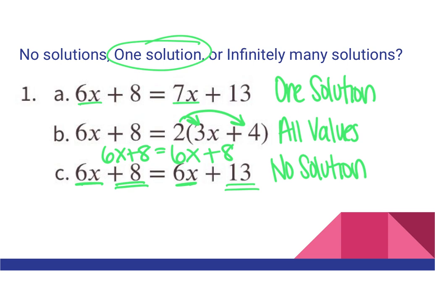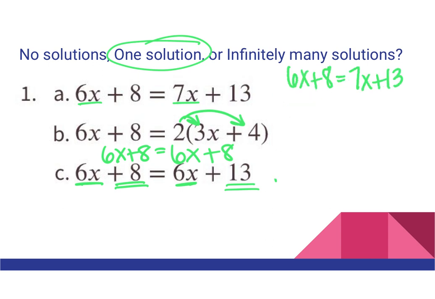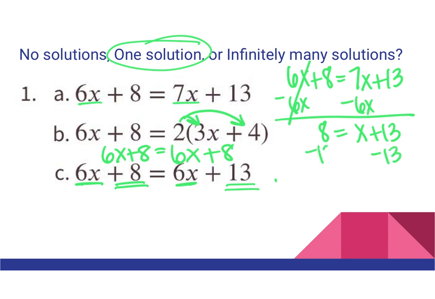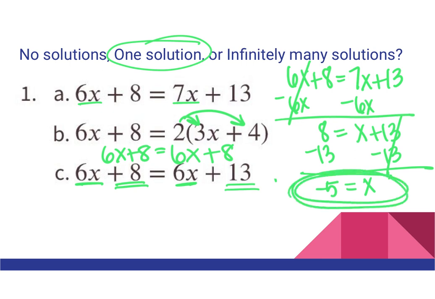So what I want us to do now is actually solve the one that we said had one solution. So let's do that. I'm going to start by combining my x terms. So I'm going to subtract 6x's from both sides. When I subtract from the left, I'm left with 0 x's, and I have 8, 1x, and 13. Then I'm going to combine my constant terms by subtracting 13 from both sides, and I am left with 0 constant terms on the right, 1x, and -5 on the left. So x is equal to -5.